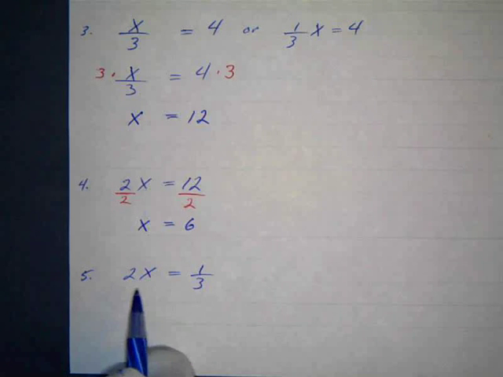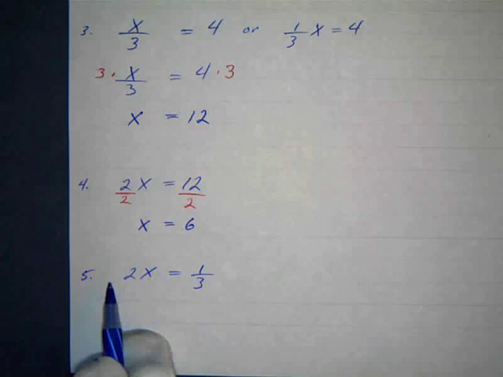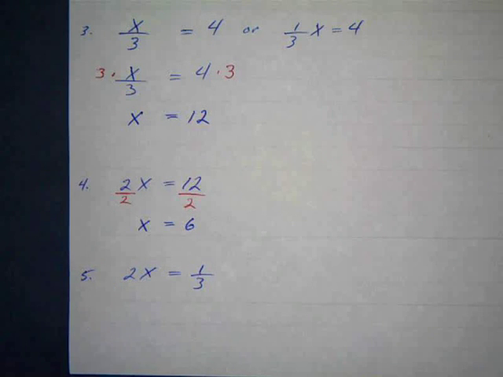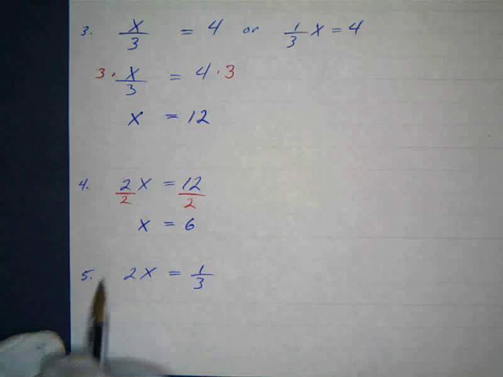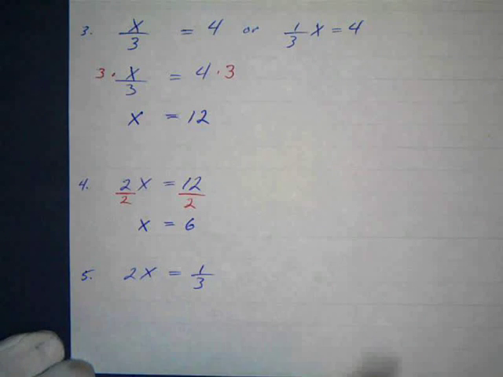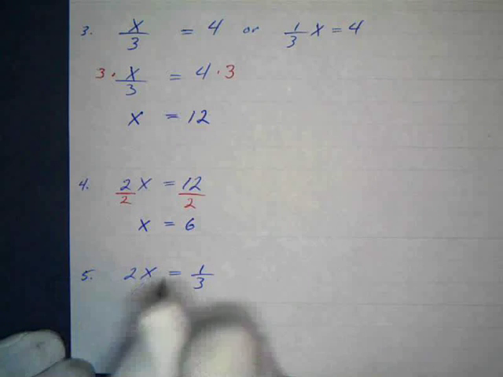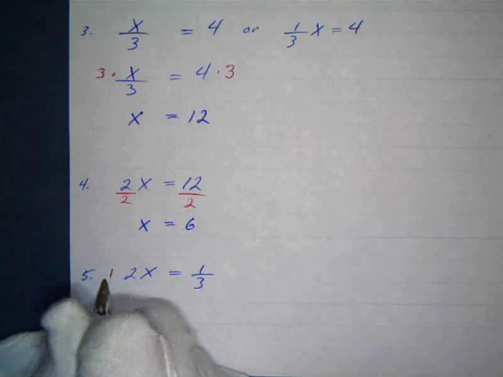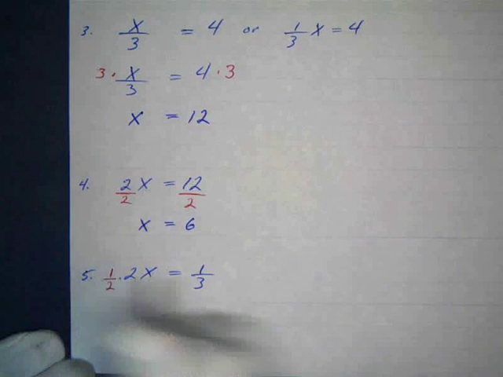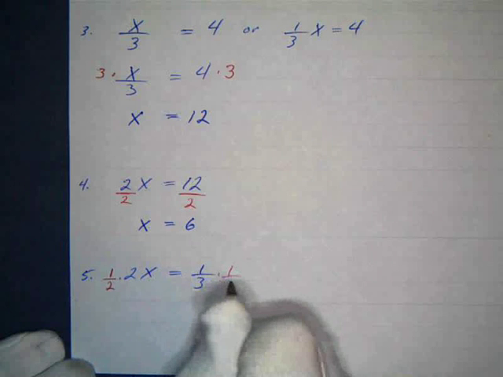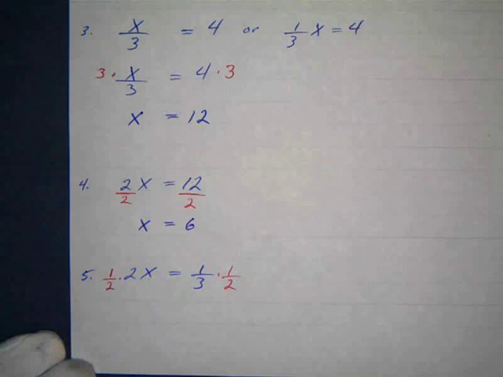So what we might do here is use a multiplication of the inverse. In other words, if you see something like this, rather than trying to divide by 2, which can give you a little bit of a problem over here, just multiply both sides by 1/2. Now that's the same thing. If you multiply by 1/2, it's the same thing as dividing by 2.